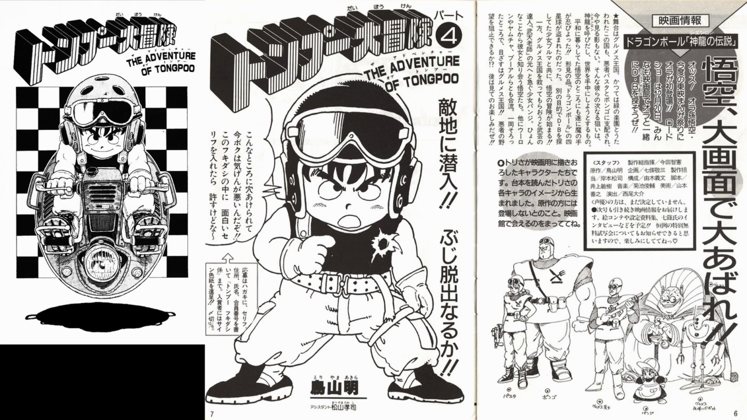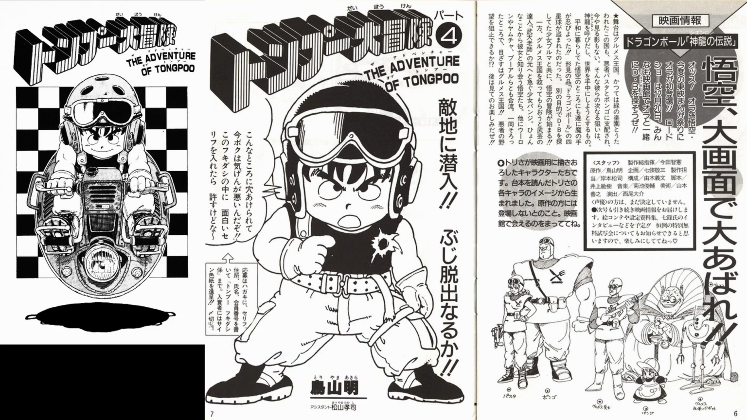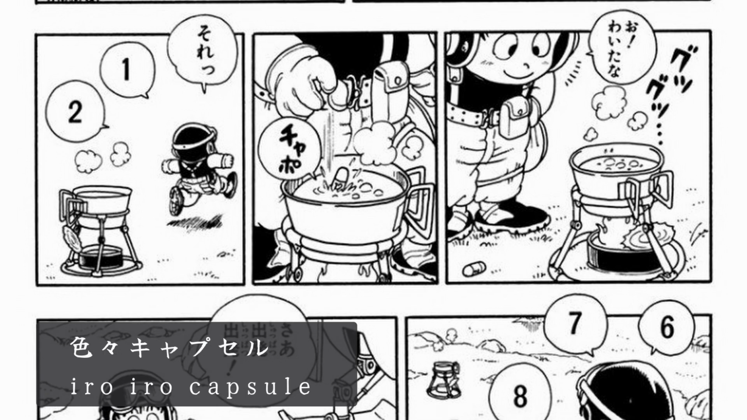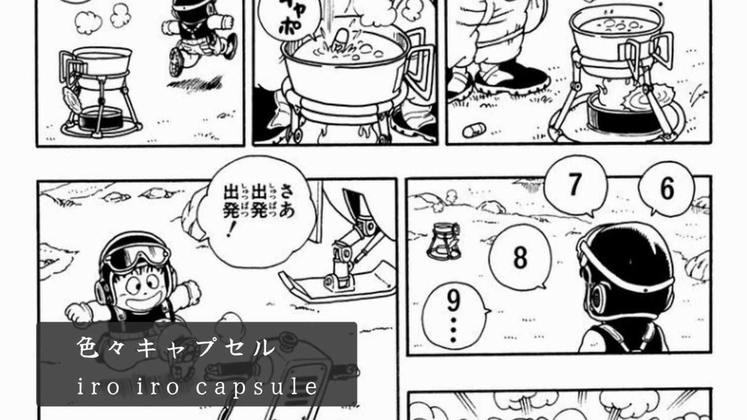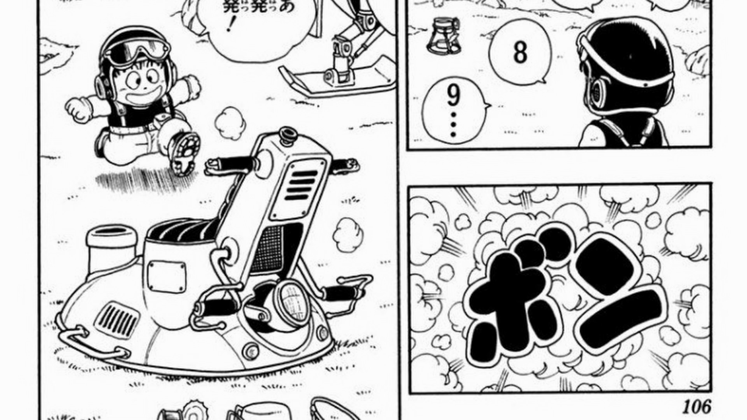The second attempt, Tompu Daiboken, or Tompu's Great Adventure, was also published in the same year of 1983. This time, the story was visually closer to Dr. Slump, with a talking sun, and the first appearance of what would later be known in Dragon Ball as the Hoi Poi capsules, here called the Iro Iro capsule, literally meaning all kinds of things capsules.